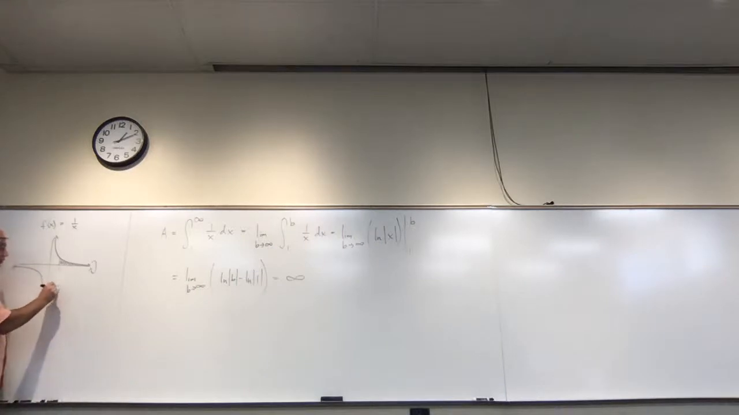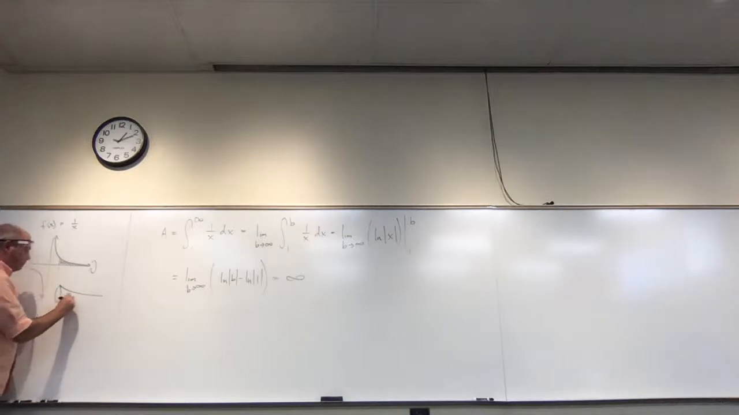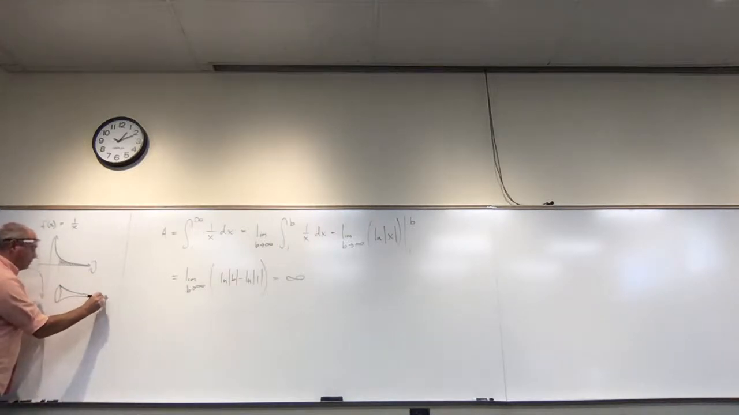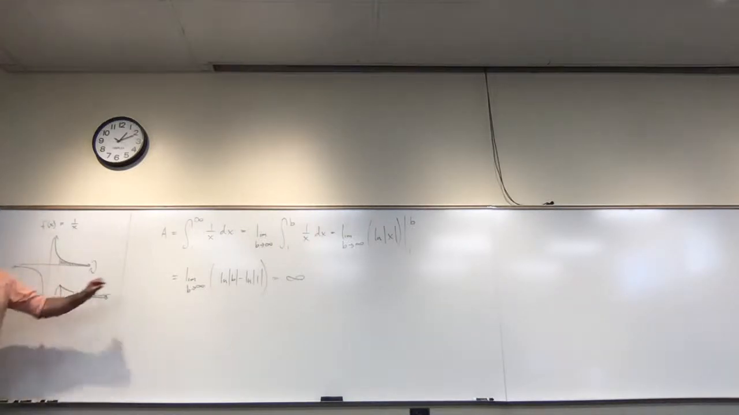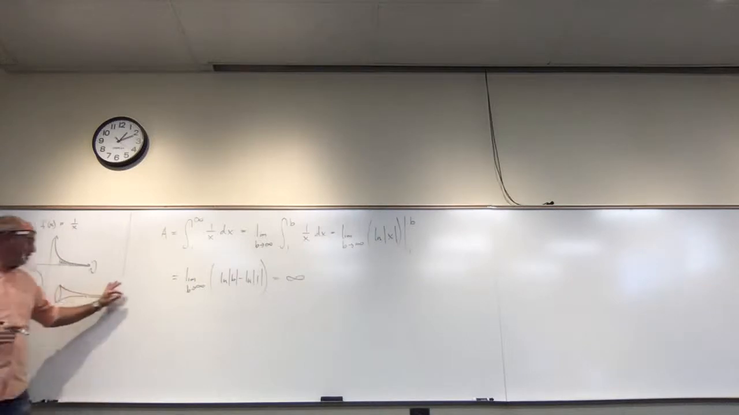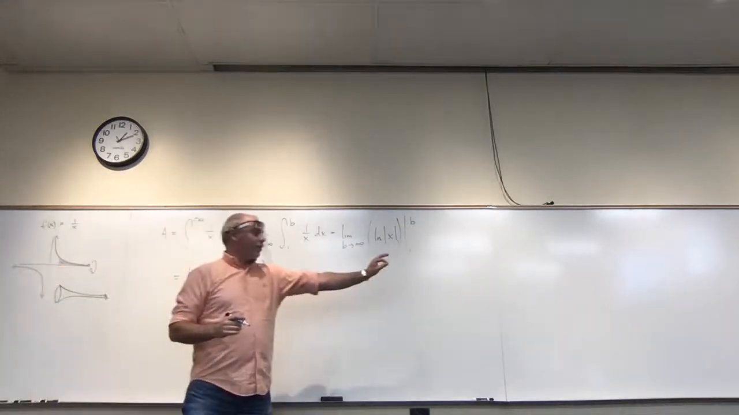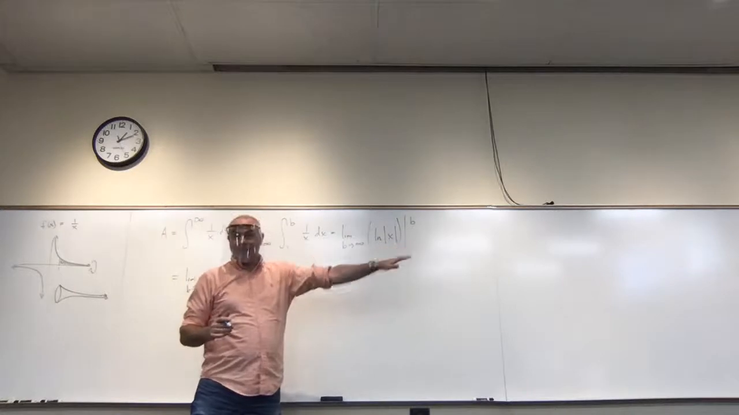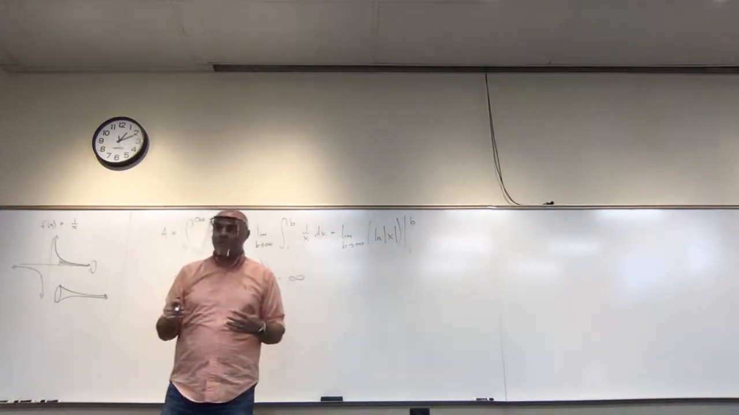Yeah, it kind of would look like, but it goes on forever, right? So it's this horn that gets smaller and smaller and goes on infinitely far. So this is what we call Gabriel's horn.